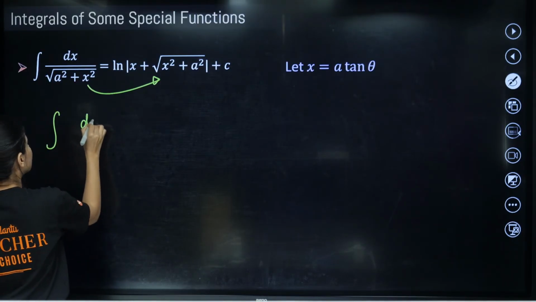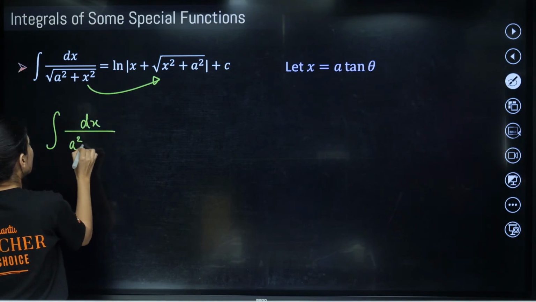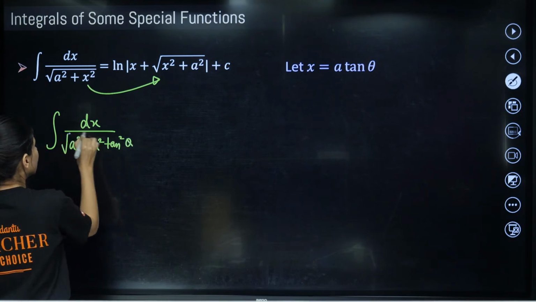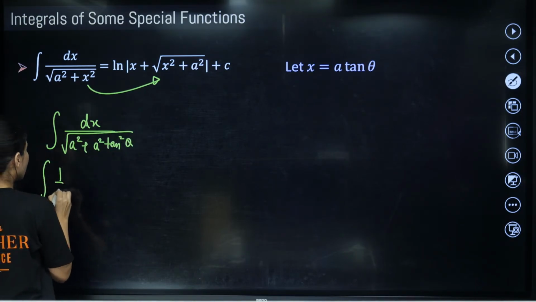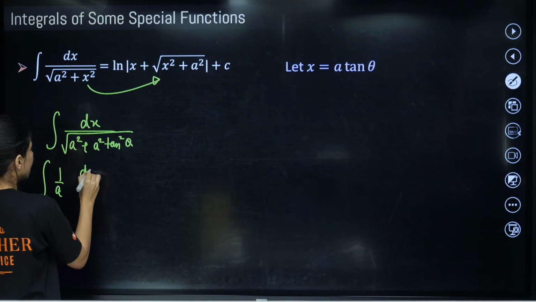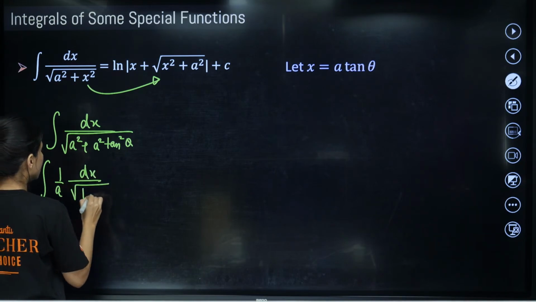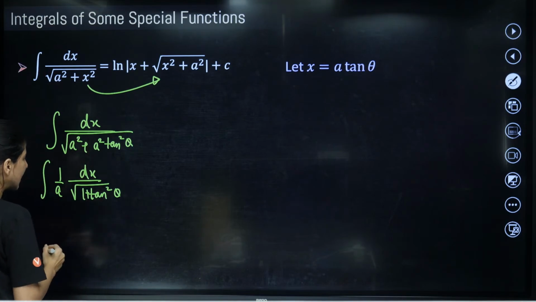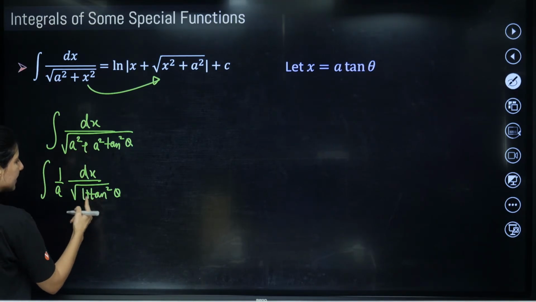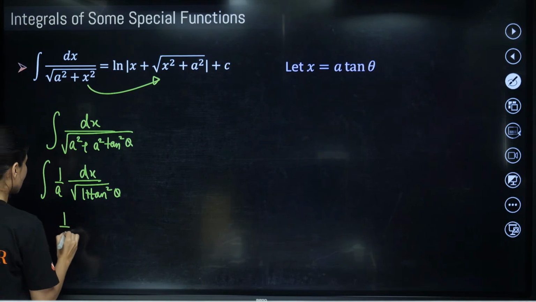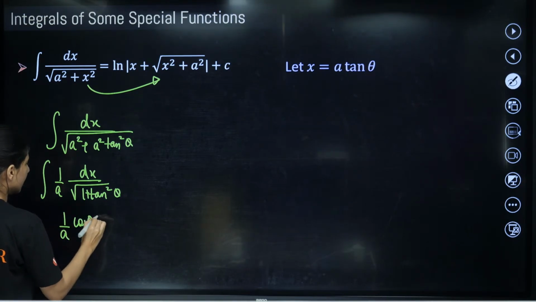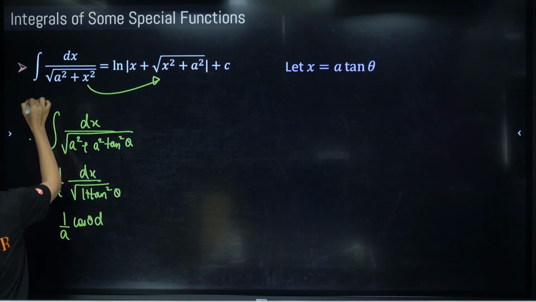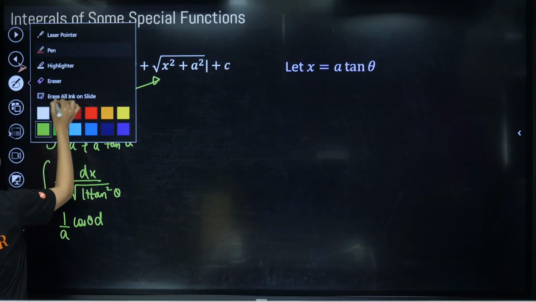Integral of dx upon the root of a square plus a square tan square theta. A square can come out, so 1 by a. This is going to be dx upon square root of 1 plus tan square theta. 1 plus tan square theta is sec square theta. Square root of sec square theta is sec theta. So this is 1 upon a cos theta. Oops, dx should not be there. Sorry. And a dx will be gone.